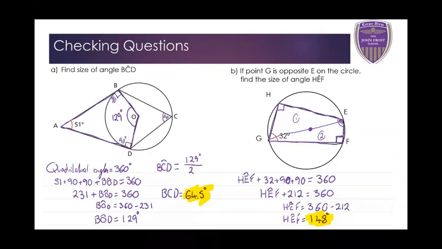Okay. So very well done if you got those right. Very abstract questions. You have to think about all the rules that you learned in the lesson. And good work, guys. We're going to continue doing more circle theorems in the next lessons.